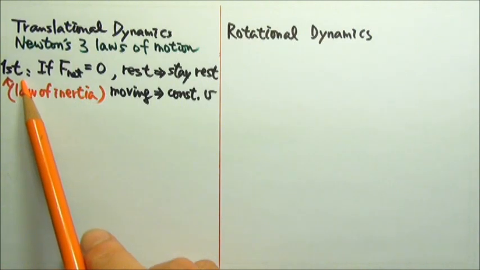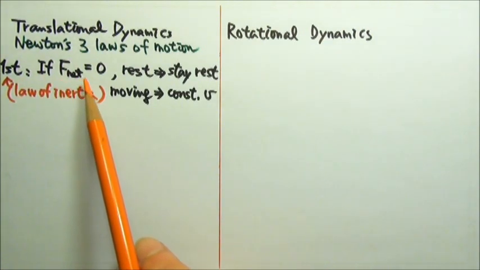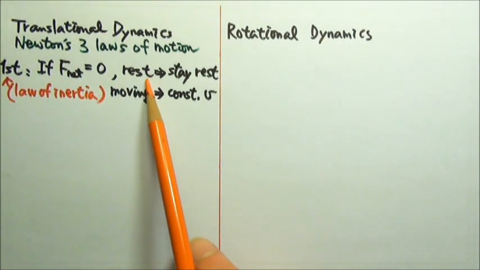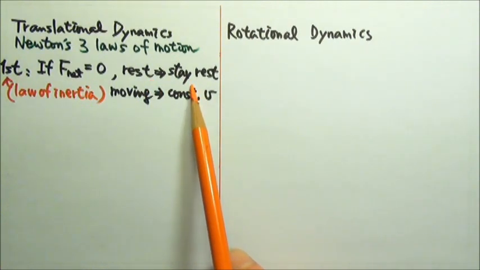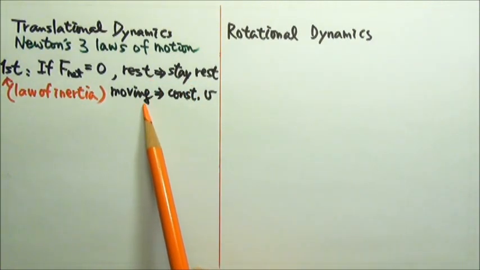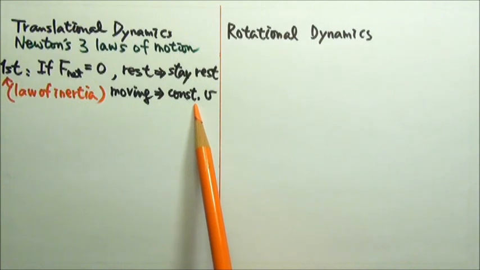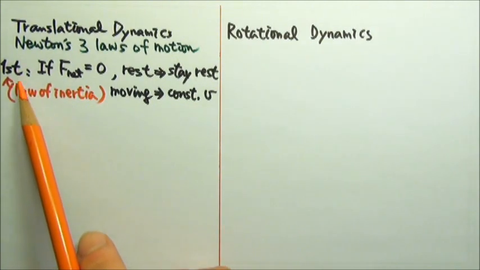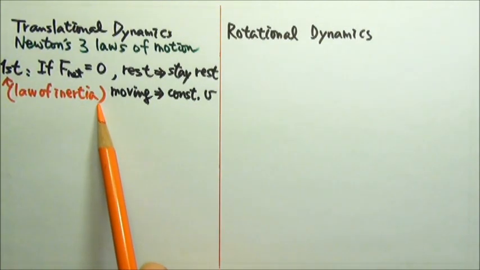The first law says, if the net force acting on the object is 0, an object at rest will stay at rest. An object in motion will continue to move at constant velocity. The first law is also called the law of inertia.